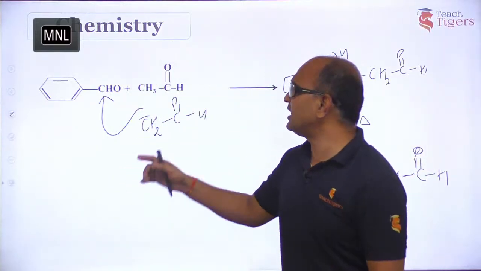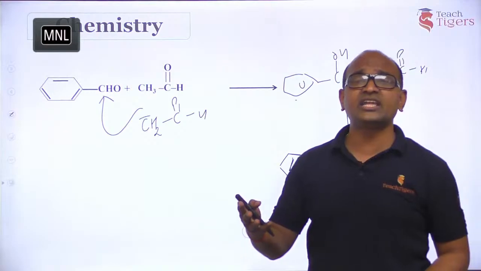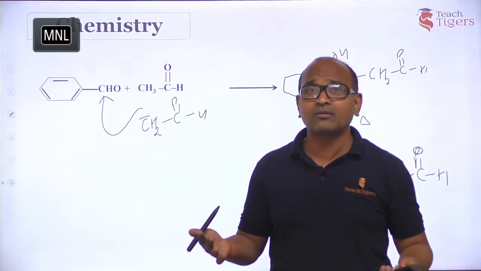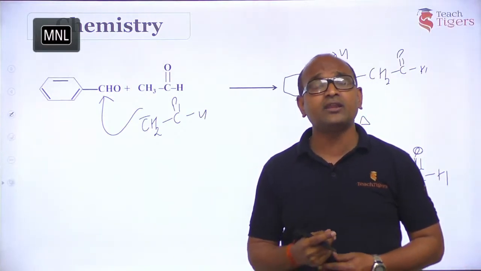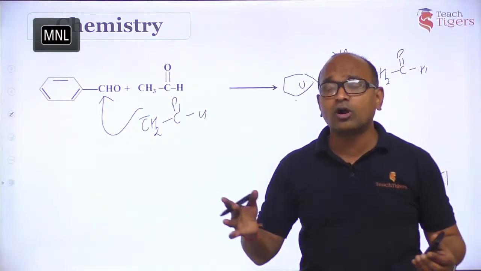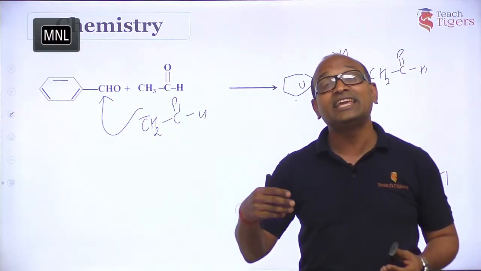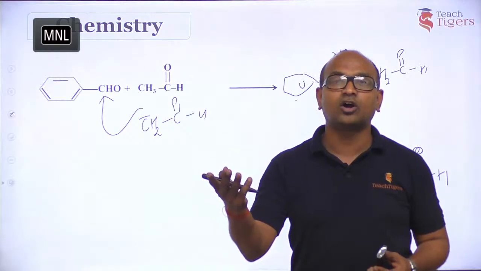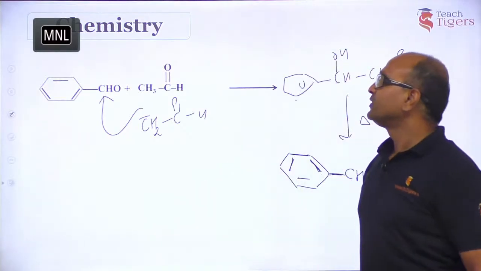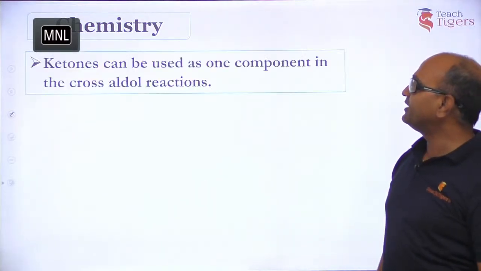So such compounds like benzophenone, benzaldehyde, formaldehyde, they do not contain alpha hydrogen. They cannot form enolate, but they can undergo crossed aldol reaction, right? So this is what we have here.